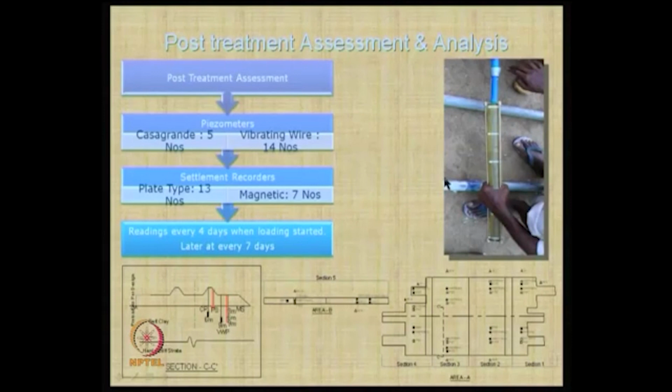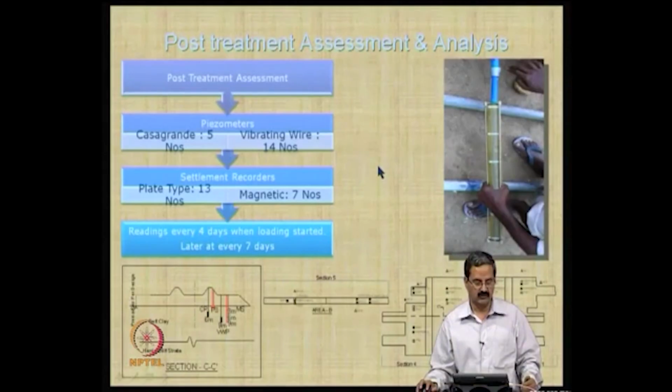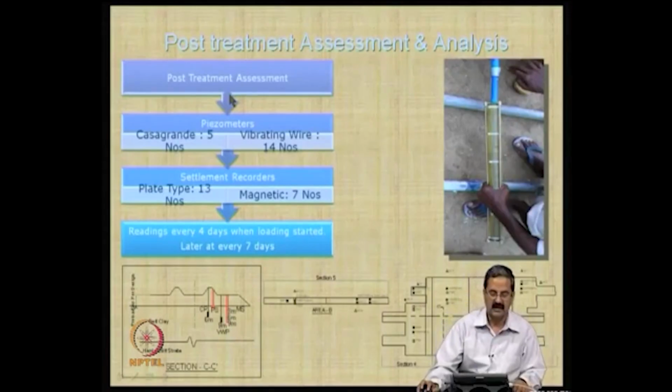Then sometimes the contractors are also expected to show that yes, their system works. So, post treatment assessment and analysis is a very important part of the project that they have done. In fact they have used piezometers, Casagrande type 5 numbers, then vibrating wire 14 numbers, and settlement recorders, plate type 13 numbers, magnetic 7 numbers.